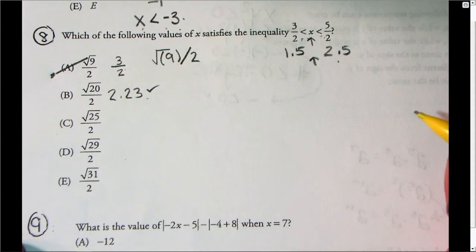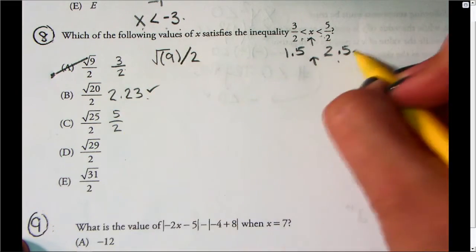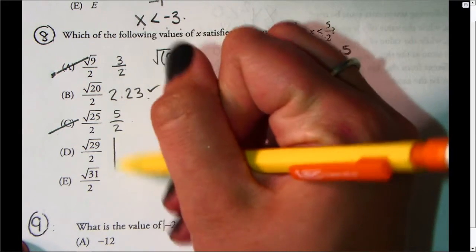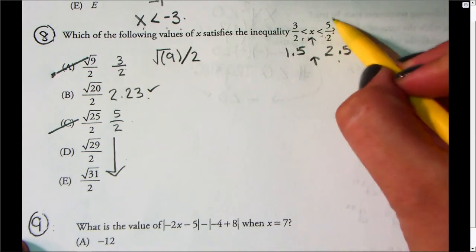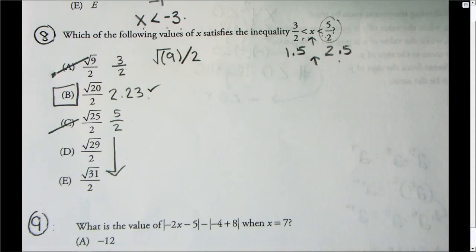That's a good sign. The square root of 25 is 5. Well, 5 halves is 2.5, which is the same as this. So that's out. And all of these answers as you go are greater than 5 halves. We want the one between, which is B. So again, you could have stopped at B, but for the sake of the tutorial, I just want to make sure we know what we're doing.